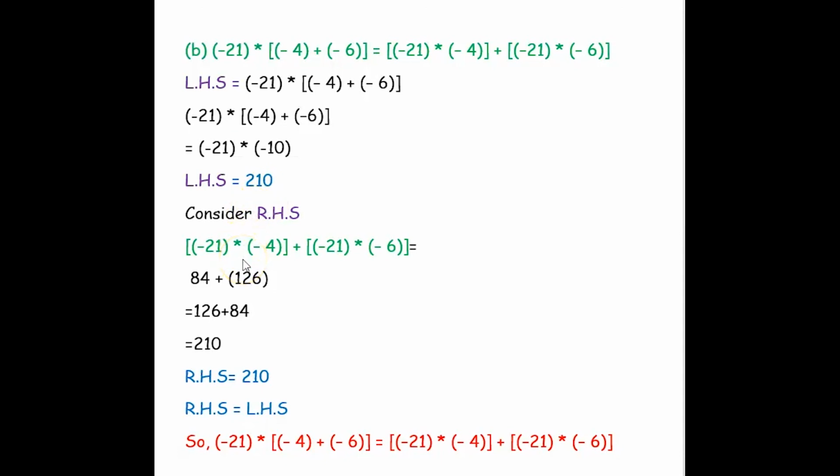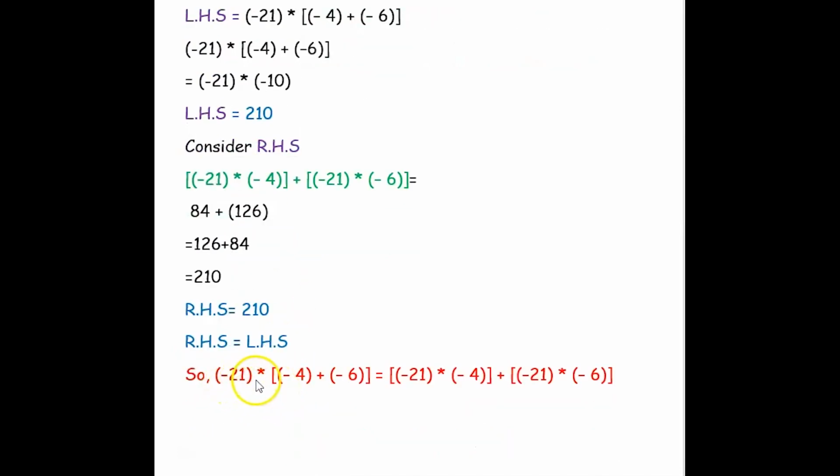Now consider the right hand side of the equation, that is negative 21 into negative 4 plus negative 21 into negative 6. Negative 21 into negative 4 is positive 84. Similarly, negative into negative is positive, 21 into 6 is 126. So 84 plus 126 is positive 210. If you see here, the right hand side is equal to the left hand side. So we can say that negative 21 into negative 4 plus negative 6 is equal to negative 21 into negative 4 plus negative 21 into negative 6.